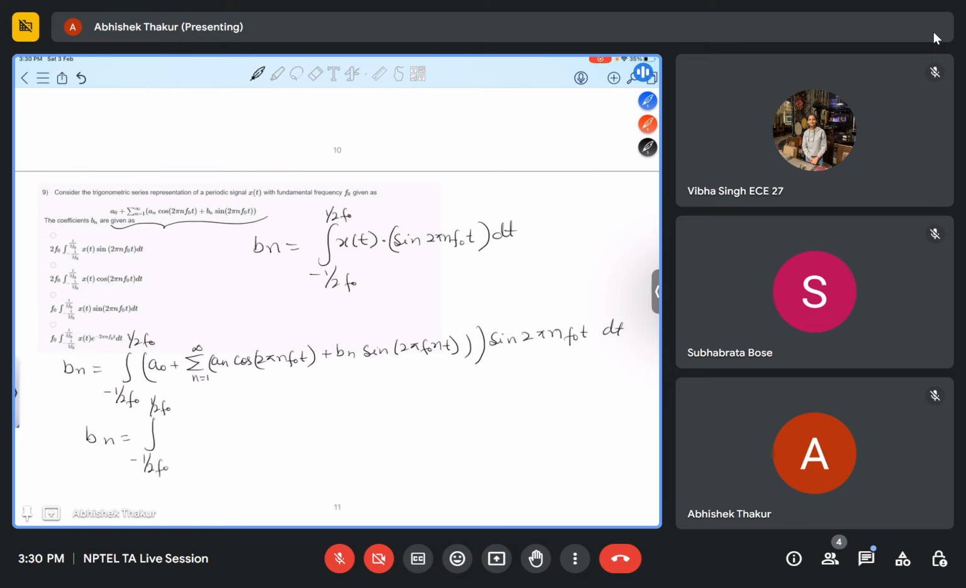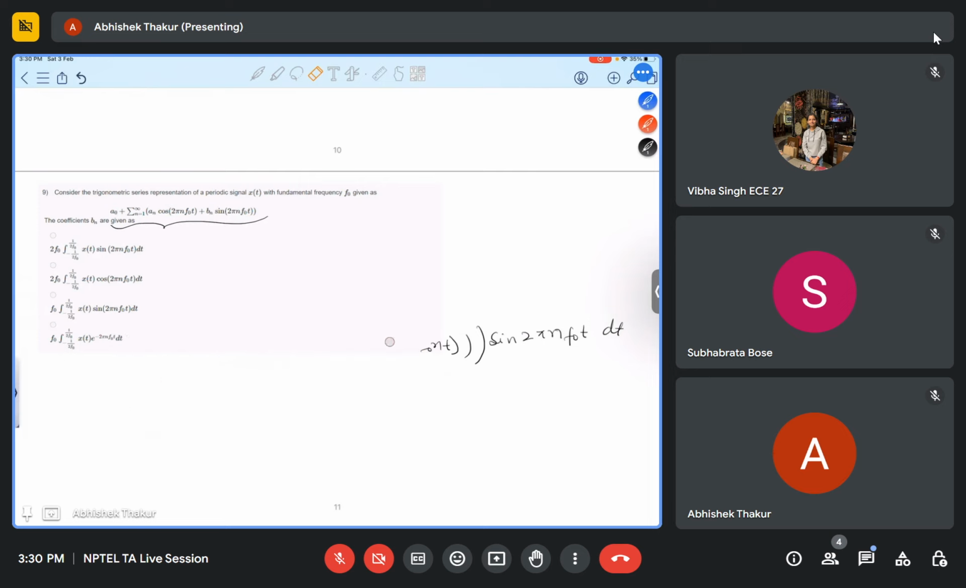This question we can discuss tomorrow. Actually, I also forgot the formula. In the next session, we'll discuss this question. Just the Fourier series formula we have to go through and we have to solve.